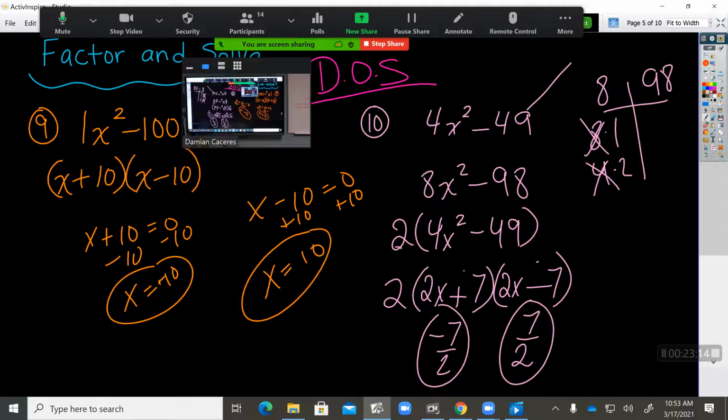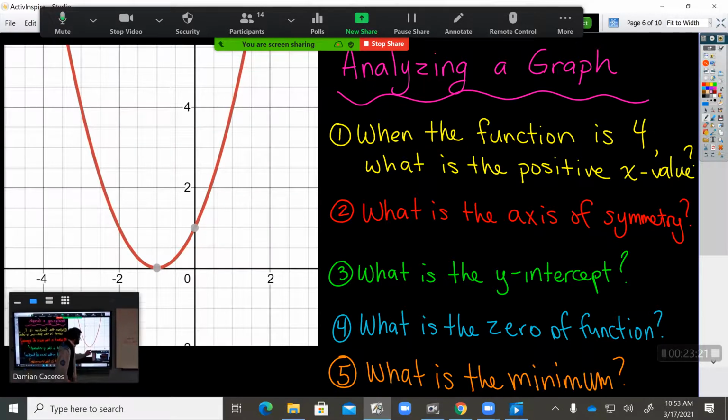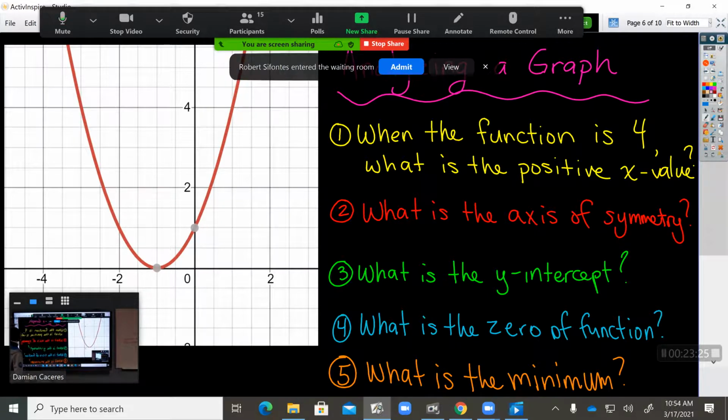All right, let's move on to the next page. Oh, I love this page. Please pay attention because this is very easy unless you don't see the teacher doing it. If you don't see me doing it, you might be confused. So I put 5 different questions here so we can analyze this graph and answer it.